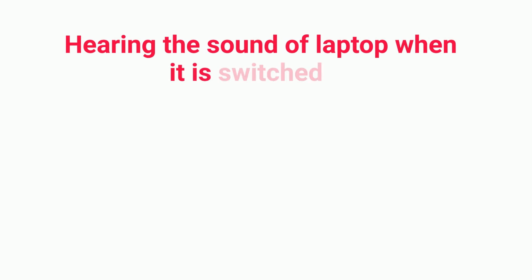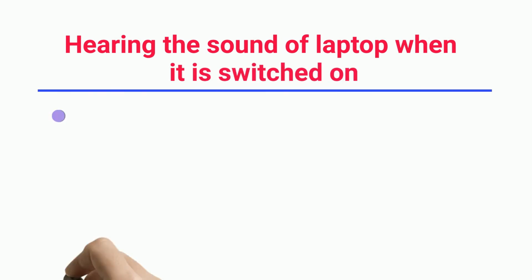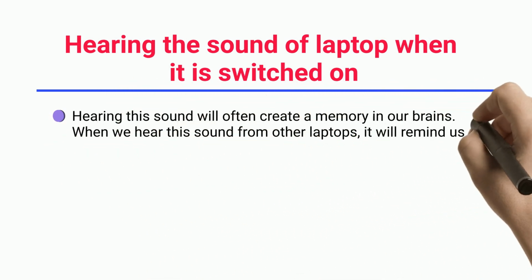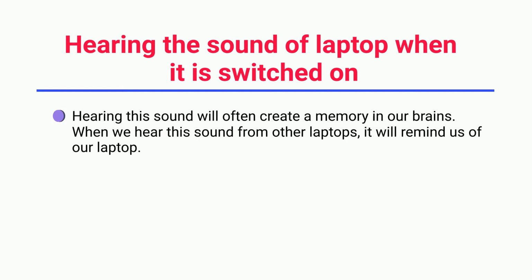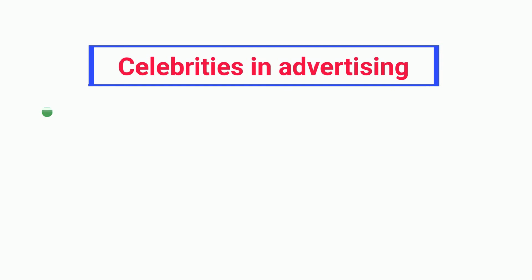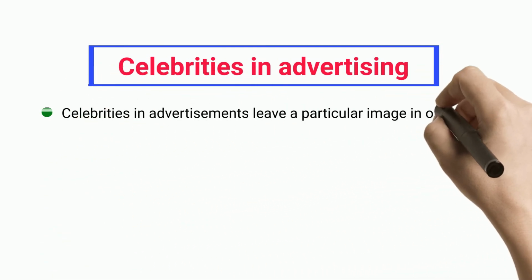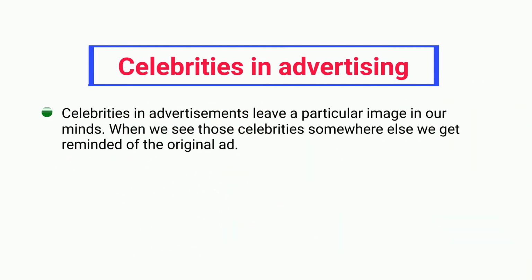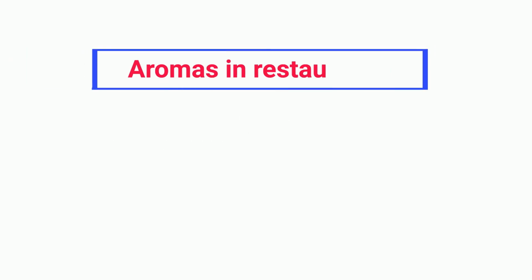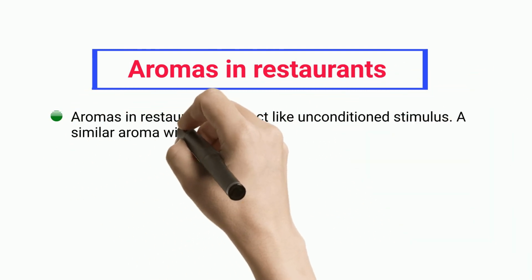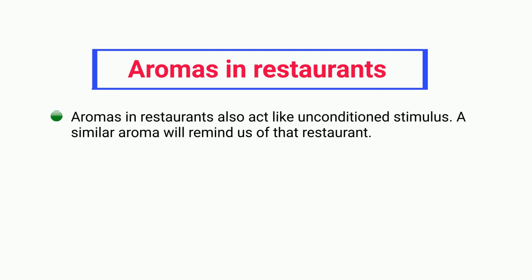Hearing the sound of laptop when it is switched on. Hearing this sound will often create a memory in our brains. When we hear this sound from other laptops, it will remind us of our laptop. Celebrities in advertising. Celebrities in advertisements leave a particular image in our minds. When we see those celebrities somewhere else, we get reminded of the original ad. Aromas in restaurants. Aromas in restaurants also act like unconditioned stimulus. A similar aroma will remind us of that restaurant.